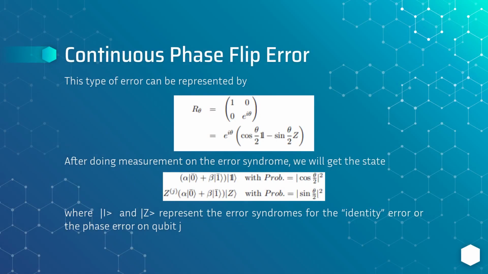So now comes the continuous phase flip error, which can be represented by this matrix R theta. It is like applying this matrix on our original qubit. After doing the measurement on the error syndrome, we will get our original state back with probability cos theta by 2 magnitude squared, and similarly we get our original state flipped with probability sin theta by 2 magnitude squared. Basically, these two qubits represent the error syndromes for the identity error and for the phase error on qubit j.